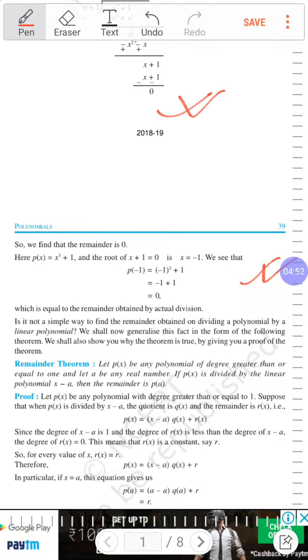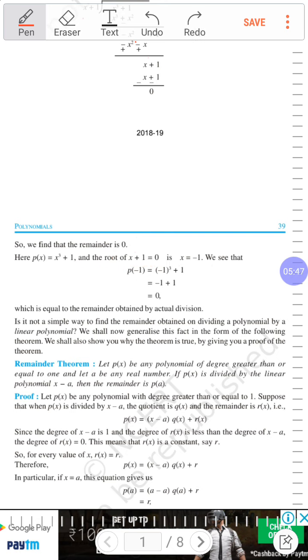So here you can see the dividend is p(x), that is x cube plus 1, and the root of x plus 1, that is also the zero of x plus 1, is x equal to minus 1. When we equate the divisor with 0, we get the root of the divisor or zero of the divisor, that is minus 1. So for minus 1, when we put the value of x as minus 1, we get the divisor equal to 0. So the zero of the divisor is minus 1, or the root of the divisor is minus 1.